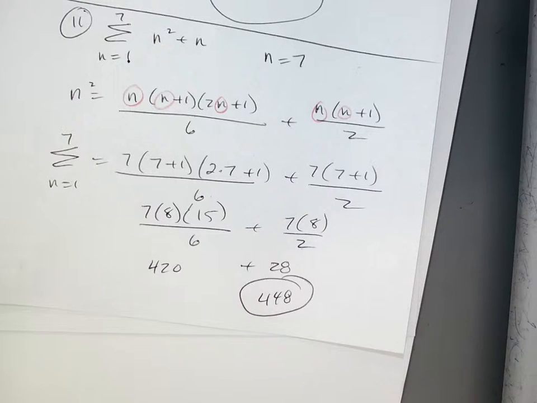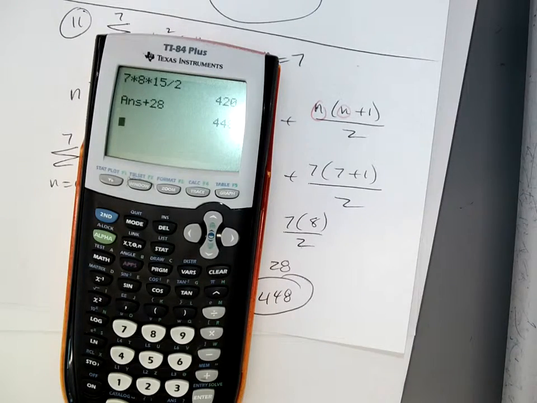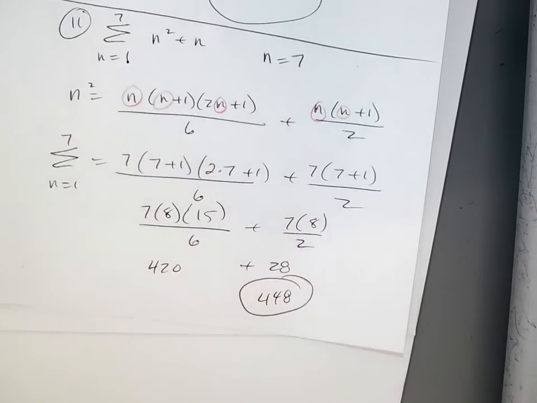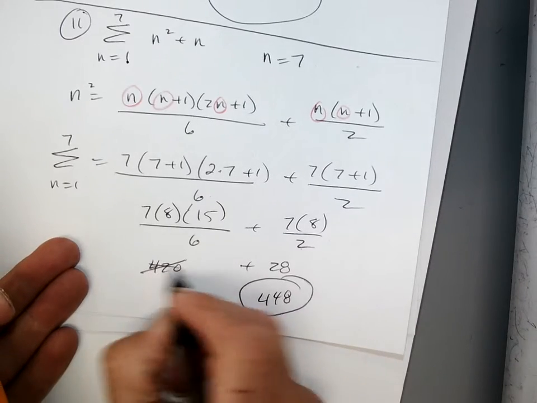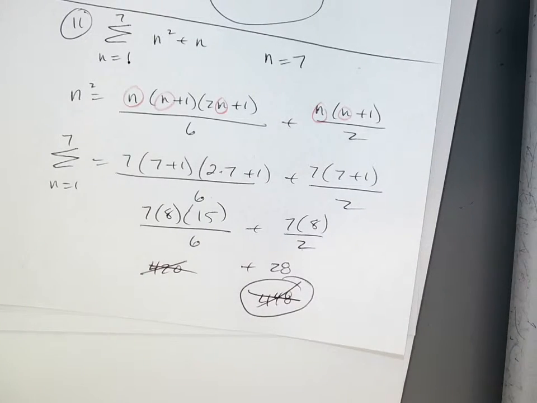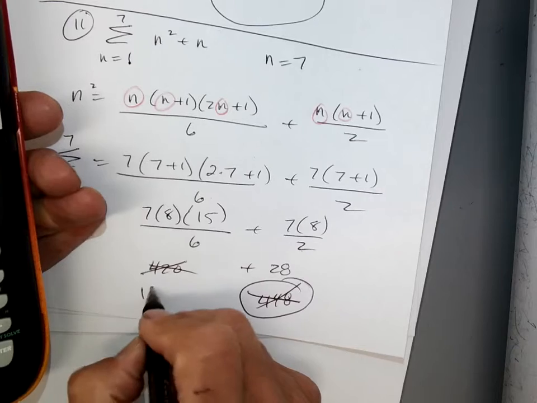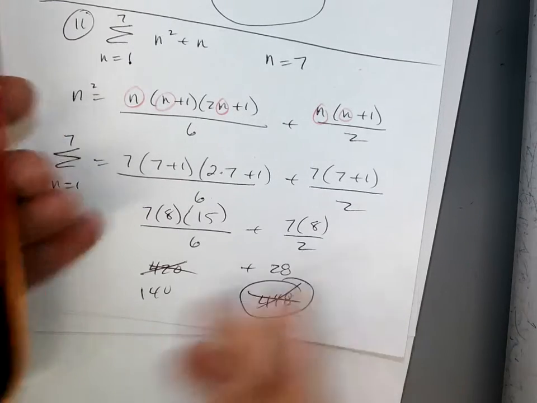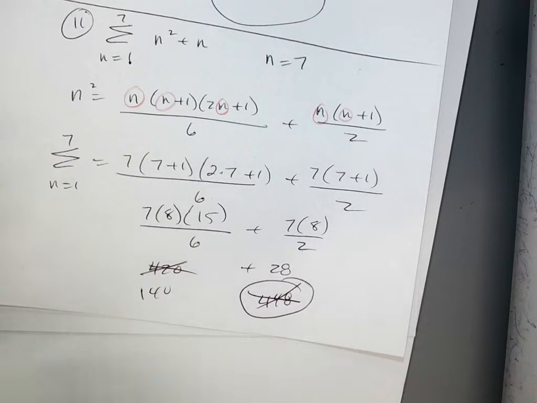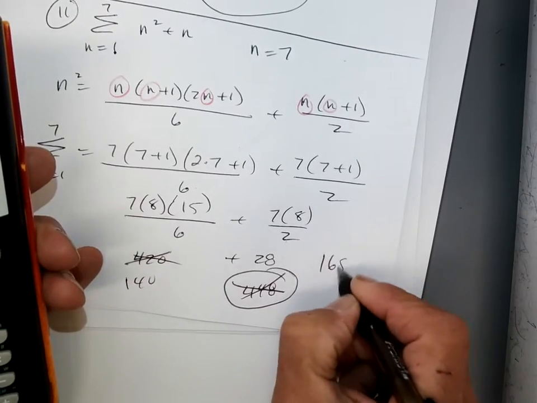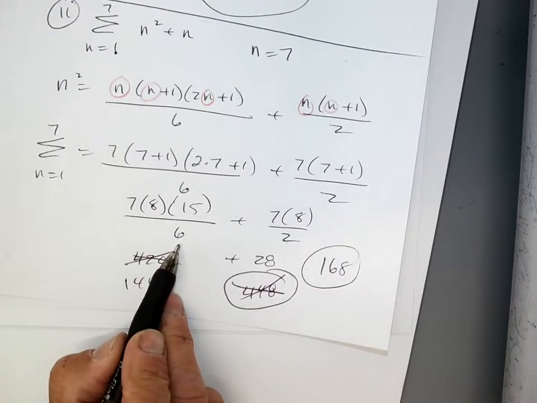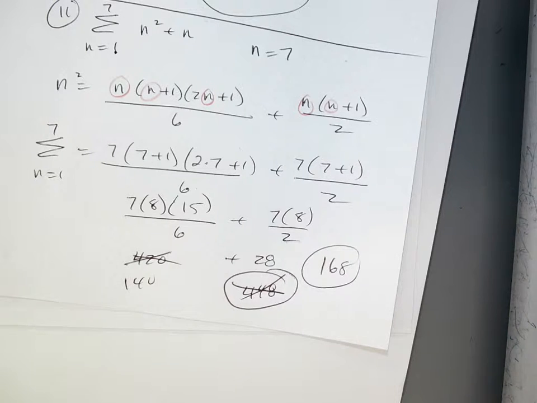440? You didn't get 420? 7 times 8 times... Here, this is my work. 7 times 8 times 15 divided by... Oh! Thanks, Caleb. 7 times 8 times 15 divided by 6 is 140, plus 28. Thanks, Caleb. 168. I made a mistake. I divided by 2, not 6. My calculator. My bad. Thank you. Okay.